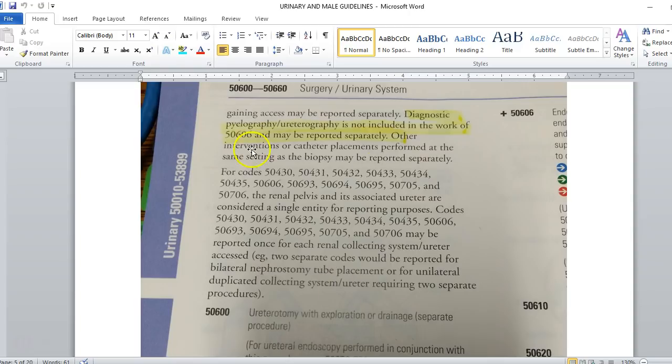So this is the same exact wording that we already looked at for the single entity for the renal pelvis and ureter, and also when we can code for two separate procedures. Again, if it's bilateral or if we're doing two separate punctures. So again, always be on the lookout for this stuff because a lot of it stays the same. So you'll notice it's very similar as you keep going through the same section.